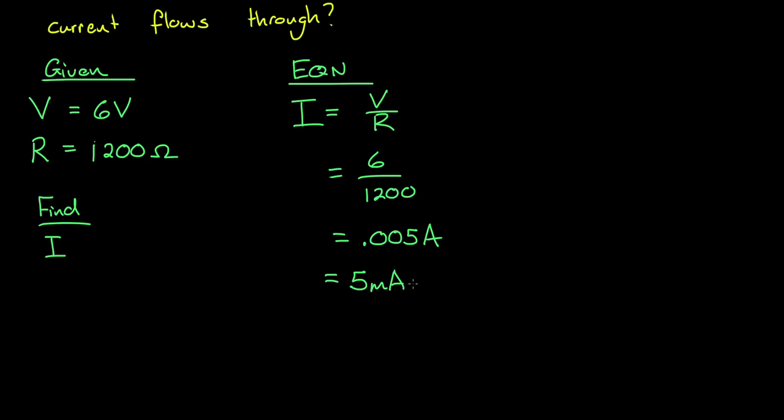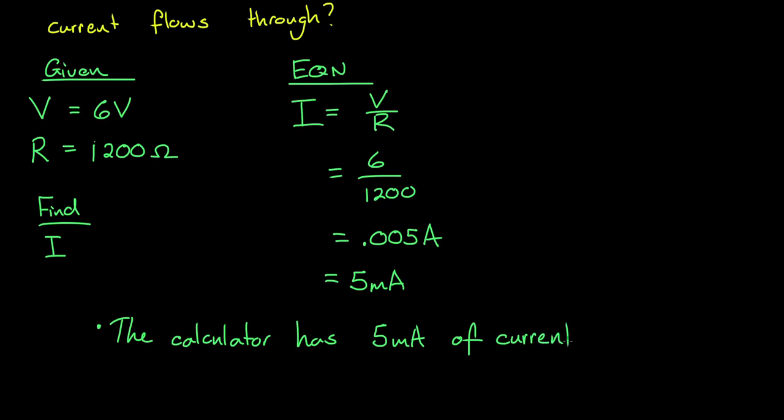Okay, what did we actually just answer? The current. So the current through what? That flows through. Flows through what? Like a supply. The calculator. Oh, really? It was a calculator, has 5 milliamps of what? Current. Boom. Done. Easy, breezy.